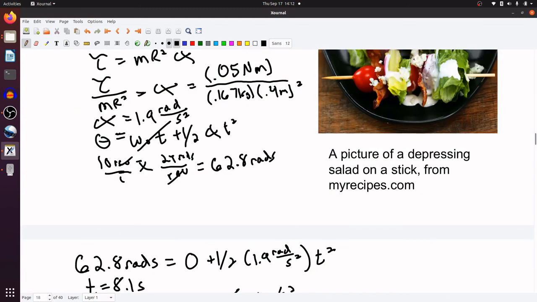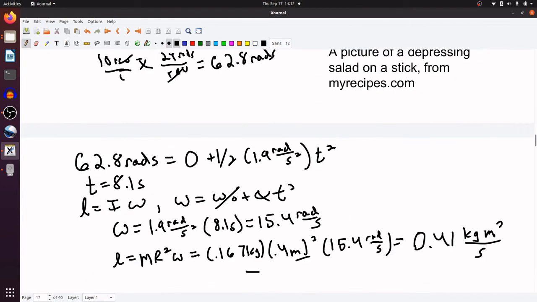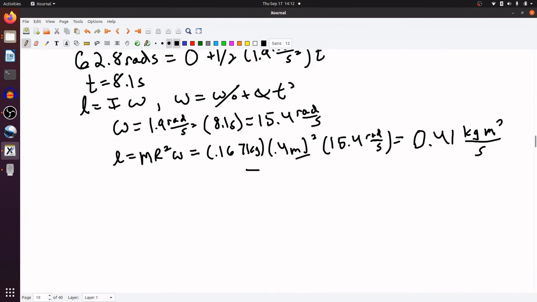Okay. Last step is they want us to show that tau, or our torque, is equal to the change in angular momentum over time. All right, well, how do we do that? Well, let's start with the equation that we do know. We know that tau is equal to our force times our lever arm, which we'll just call r. Okay, that is one thing.